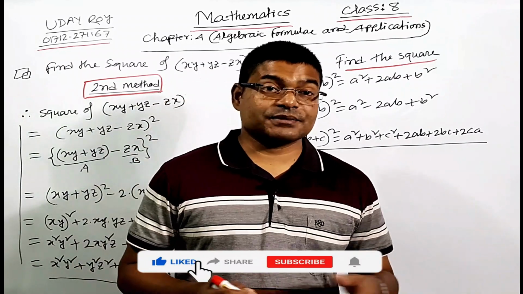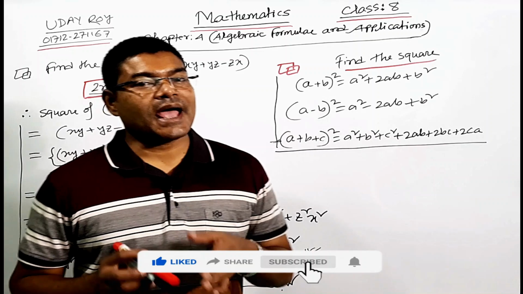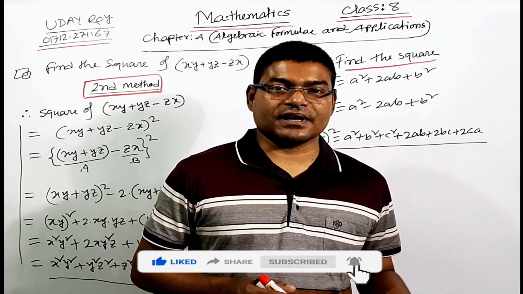So today we have done finding the square, that means a plus b whole square type maths, a minus b whole square type maths, and a plus b plus c whole square type maths.